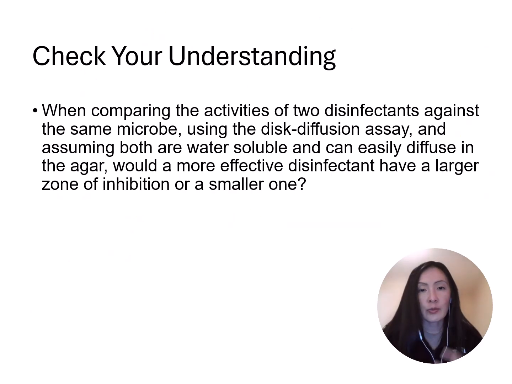This checkpoint asks, when comparing the activities of 2 disinfectants against the same microbe using that disc diffusion assay and assuming both disinfectants are water soluble and both can easily diffuse in the agar, would a more effective disinfectant have a larger zone of inhibition or a smaller one? So the more effective disinfectant would produce a larger zone of inhibition. That clear zone around the discs shows where microbial growth was prevented. So a larger zone means greater antimicrobial activity under equal conditions.